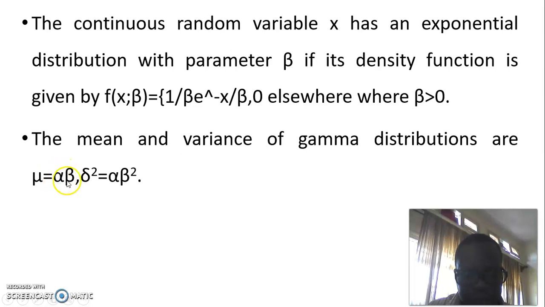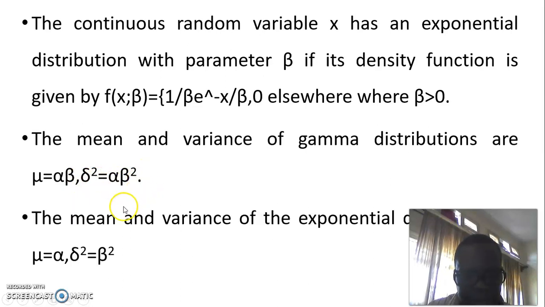So the mean and variance of a gamma distribution: the mean of a gamma distribution is given by alpha beta, where alpha and beta are the parameters, and the variance is given by alpha beta squared. The mean and variance of the exponential distribution: the mean is equal to beta and the variance is equal to beta squared.